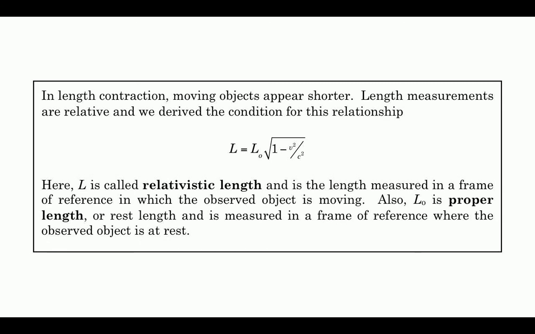Length contraction, we had relativistic length and proper length, and it was a little bit more straightforward. The length of something that's measured in a frame of reference where the observed object is moving is relativistic length. So if I see a spaceship fly by, because it's moving, I'm measuring its relativistic length. Proper length, which we also call rest length, is measured in a frame of reference where the object is observed at rest. So I can measure the proper length of a spaceship when it's at rest. And then as soon as that rocket ship starts moving and it's going close to the speed of light, it would have a relativistic length.